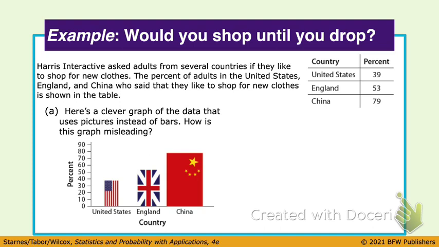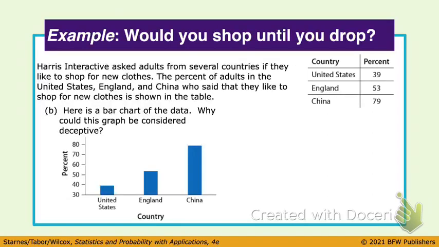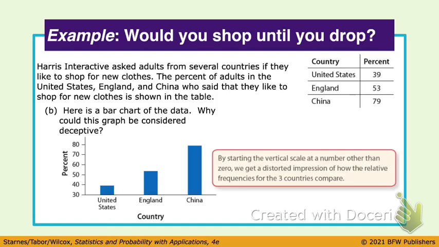Okay, we want to make sure that each one has the same width. So this is misleading because the widths of the bars are different. And this one is misleading because the vertical scale does not start at 0. It overemphasizes the differences, and it's just a bad practice. Okay? What questions do you guys have?